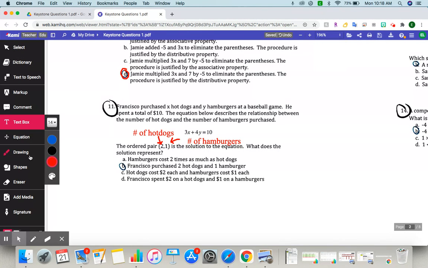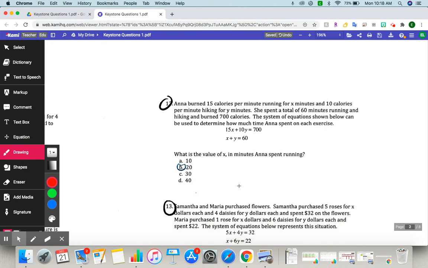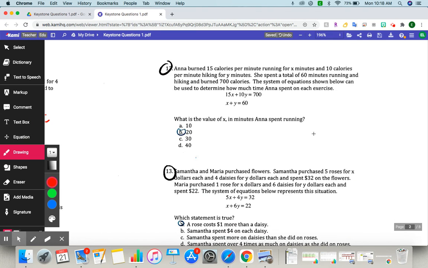And that simply matches up with option B. Number 12: Anna burned 15 calories per minute running for X minutes, so that is unknown, and 10 calories per minute hiking for Y minutes, so that is unknown. She spent a total of 60 minutes both running and hiking and burned 700 calories.